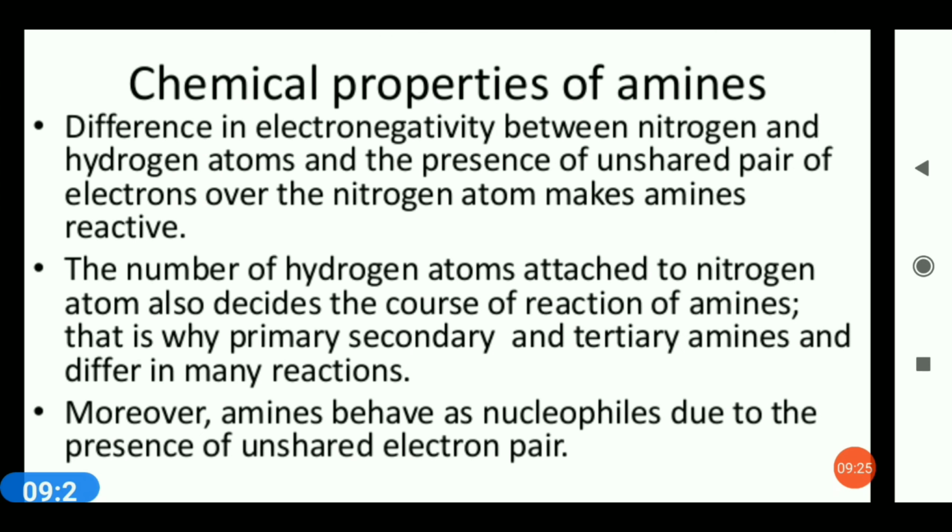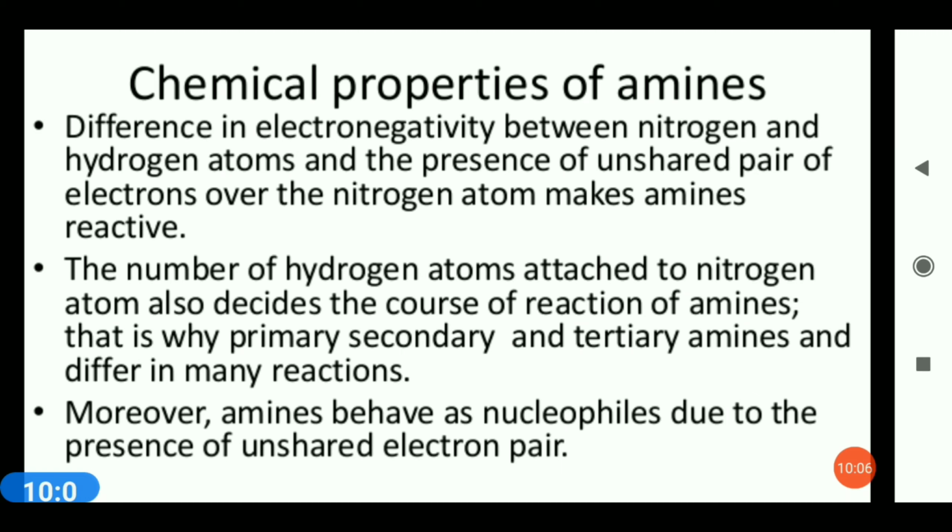Chemical properties. Chemical properties of amine is due to the difference in the electronegativity between the nitrogen and hydrogen atoms and the presence of unshared pair of electrons over the nitrogen atom. Means the lone pair of electrons over the nitrogen atom makes the amines reactive, and this is the reason why amines behave as a base. They are Lewis bases because of the lone pair of electrons present over the nitrogen.